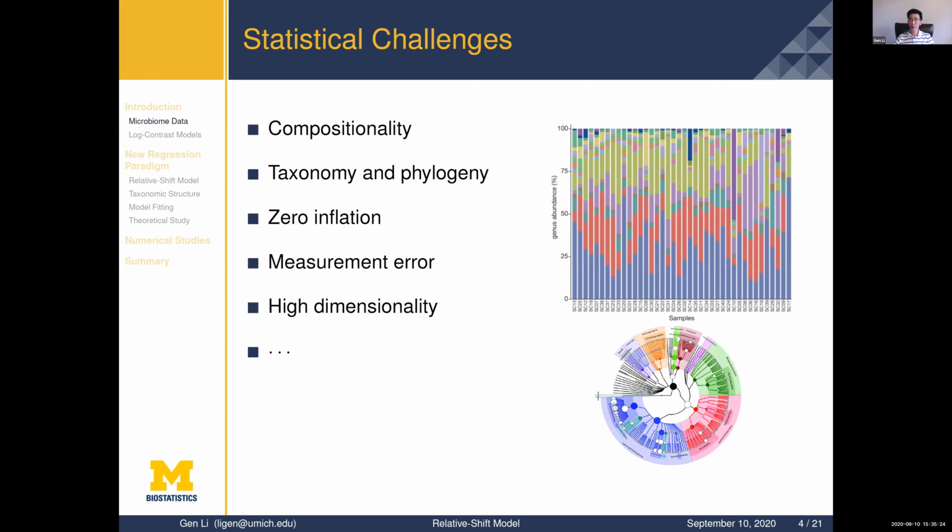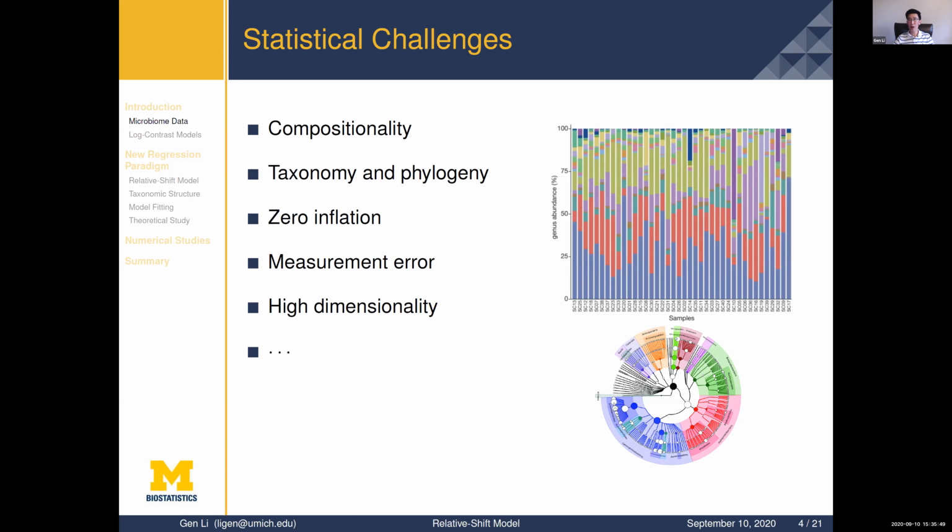You may wonder why we can't just use some standard linear regression or more complex regression models that we have in the literature to study this problem. Well, there are many challenges associated with microbiome data analysis, and here are some unique challenges. For one thing, we know that in microbiome data, different samples usually have different library sizes, in other words, the total read counts.